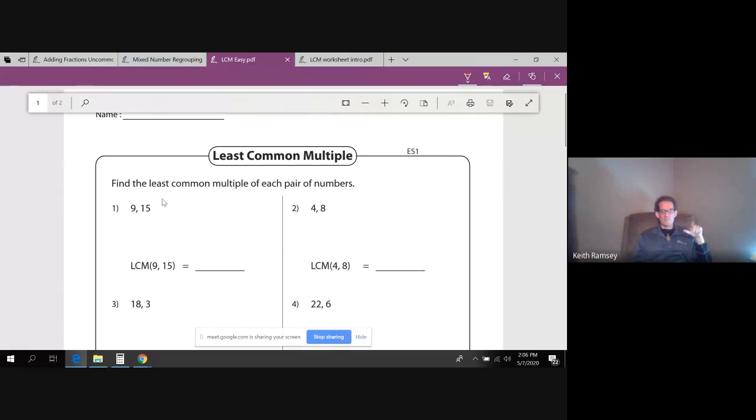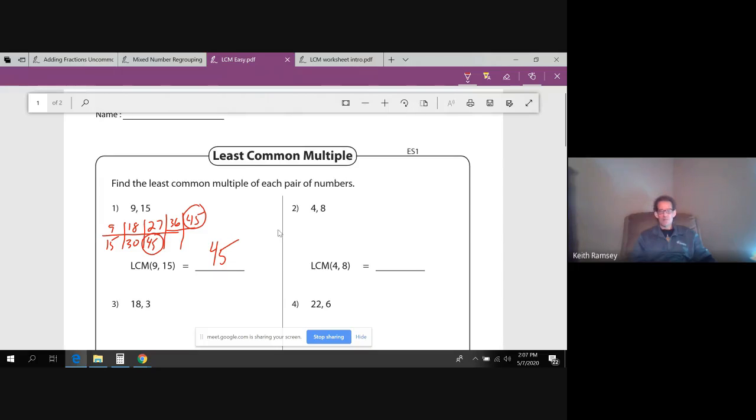I have 9 and 15. If I did my multiples of 9, I would have 9 times 1, 9 times 2 is 18, 9 times 3 is 27, 9 times 4 is 36, and 9 times 5 is 45. And then if I did my multiples of 15, I know 15 times 2 is 30, 15 times 3 is 45. Now, I'm not going to go any further than this because I already have a match. I have a 45 up here, and I also have a 45 down here. So that first multiple that's the same, that's the least common multiple. So for 9 and 15, I'd say it's 45.